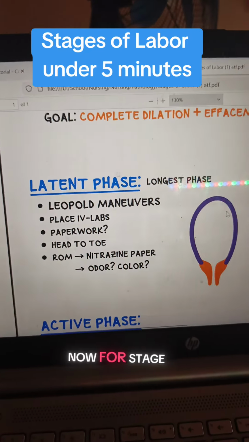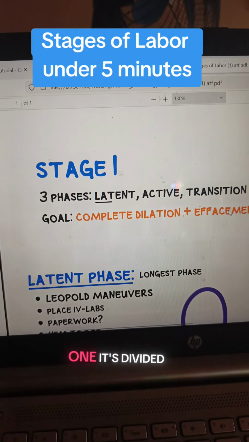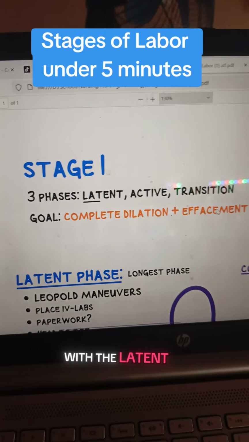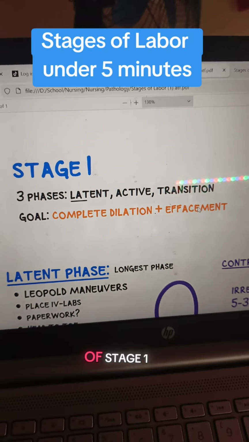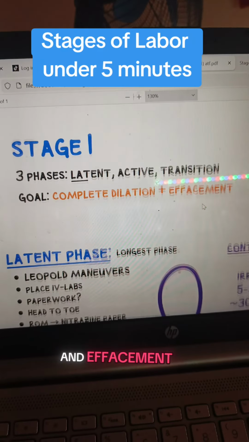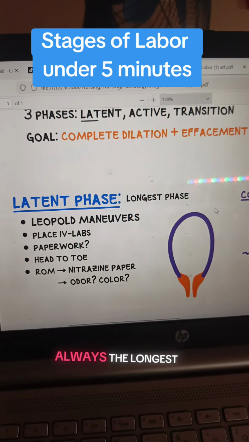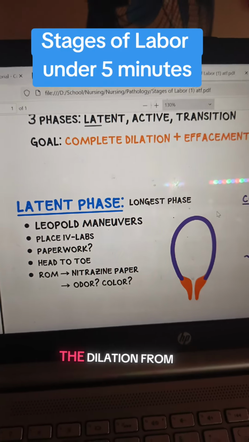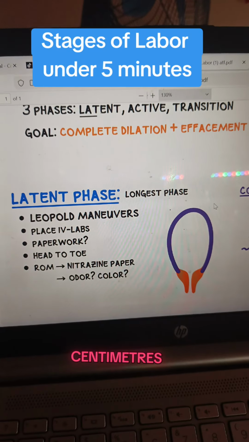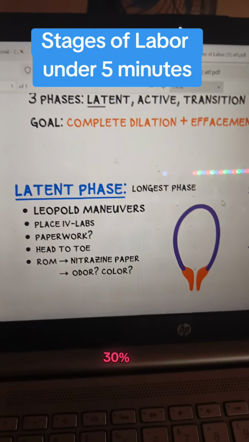Now for stage one, it's divided into three phases: the latent, the active, and the transitional phase. The main goal of stage one is complete dilatation and effacement. Now the latent phase is always the longest phase, and here we're looking at dilatation from 0 to 3 centimeters with effacement of up to 30%.